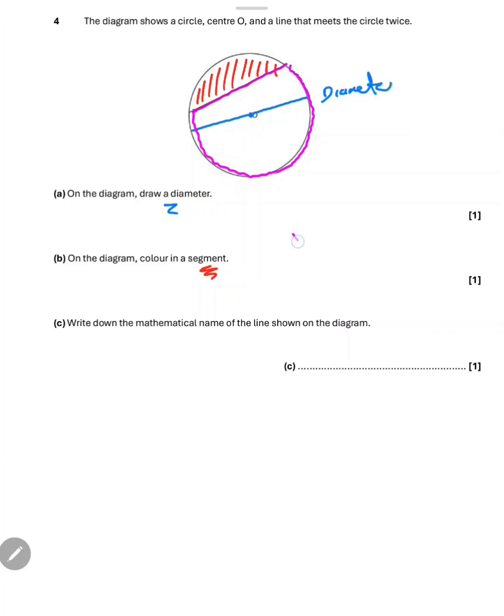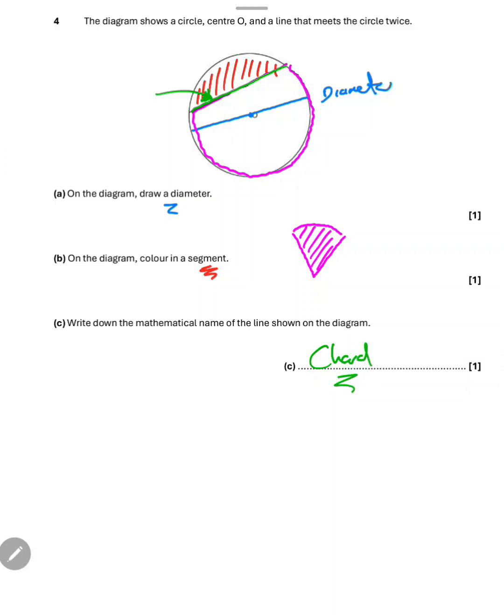If you looked at the question before and it was talking about sectors, the reason I changed it is because there are no sectors on this diagram. A sector is like a pizza slice. So sorry about that. Part C of this question, write down the mathematical name of the line that was originally drawn. So that one there, that black line that was drawn in, that's called a chord.